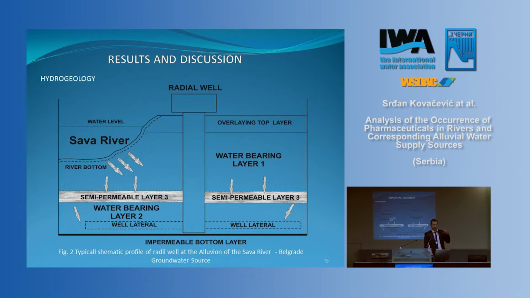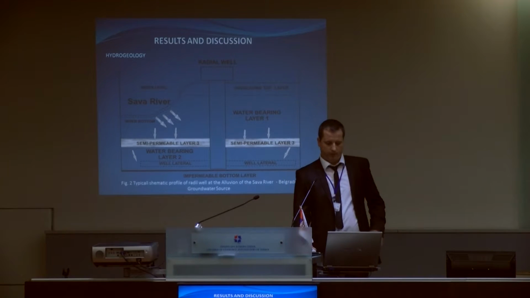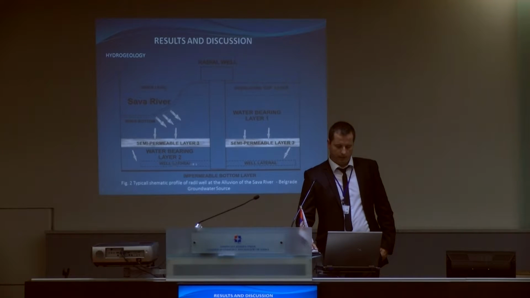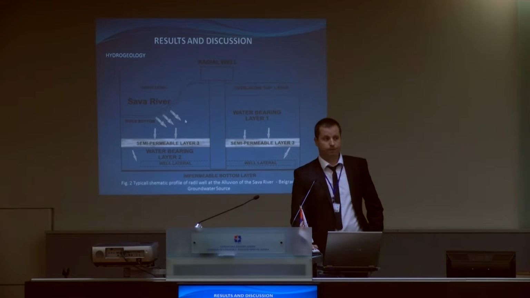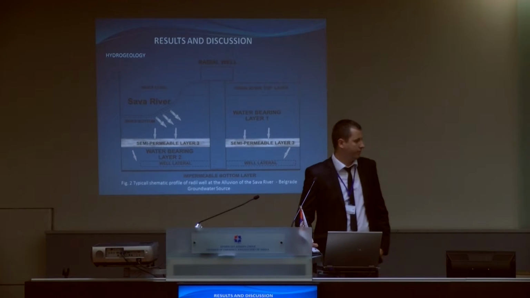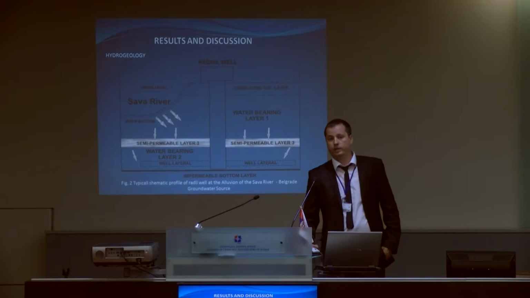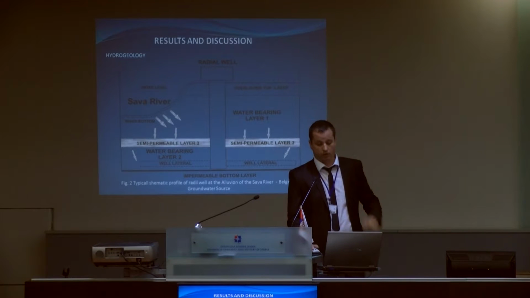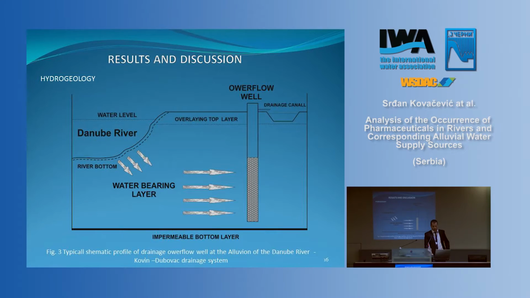So there are many layers, impermeable layers, but when we summarize that, we concluded that we can represent all that layers with one layer. I will explain it later. Also, we have well laterals, and that is very important for the protection of groundwater source. So that is one of the main reasons why we don't have pharmaceuticals and all other investigated micropollutants on this location. I will go in detail on other presentation.